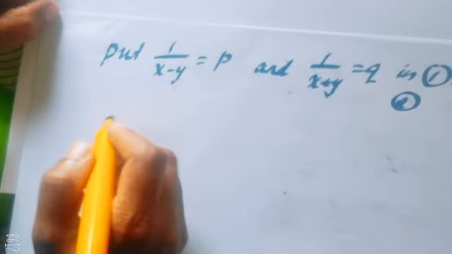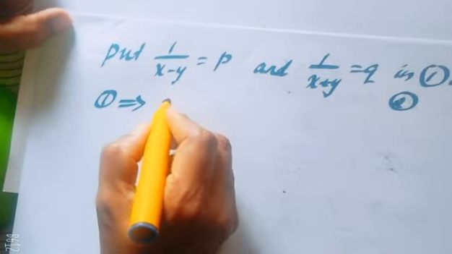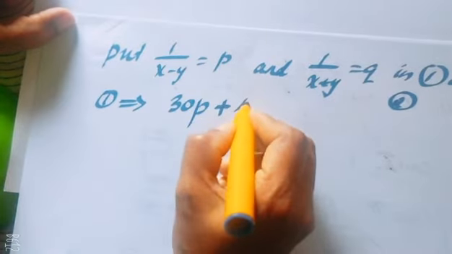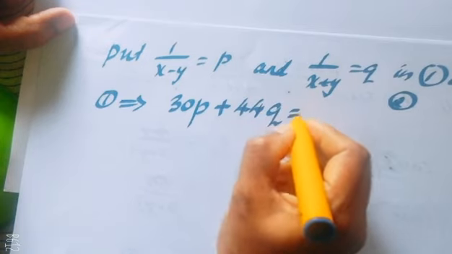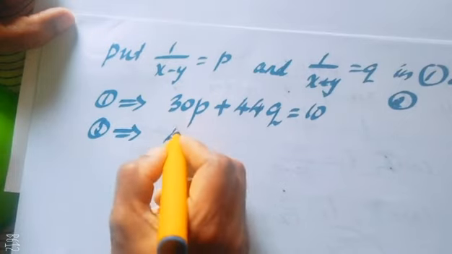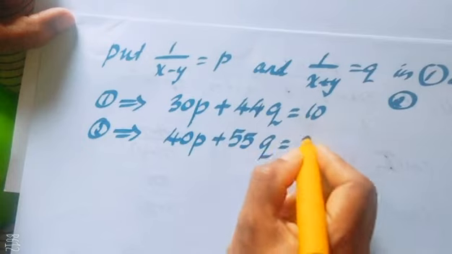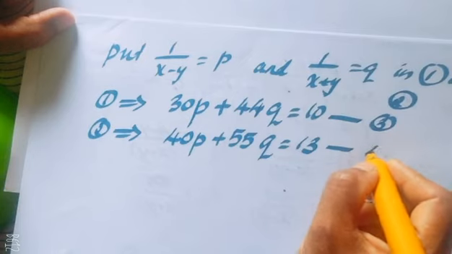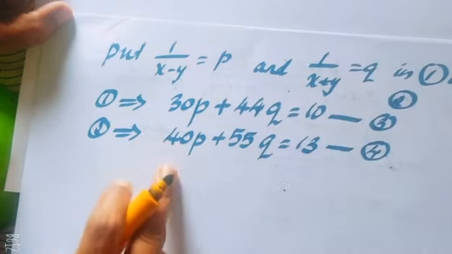So equation 1 becomes 30 by x minus y, so it will become 30p, plus 44 by x plus y, so it is 44q equal to 10. And equation 2 becomes 40p plus 55q equal to 13. Now we got new equations which are in the form of linear equations. Now you can solve these two equations by the elimination method.